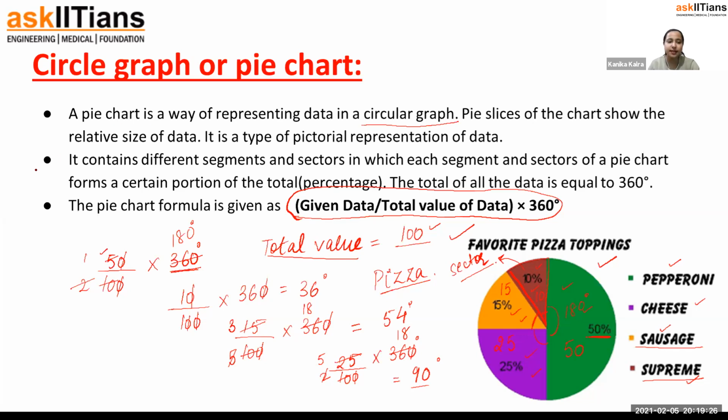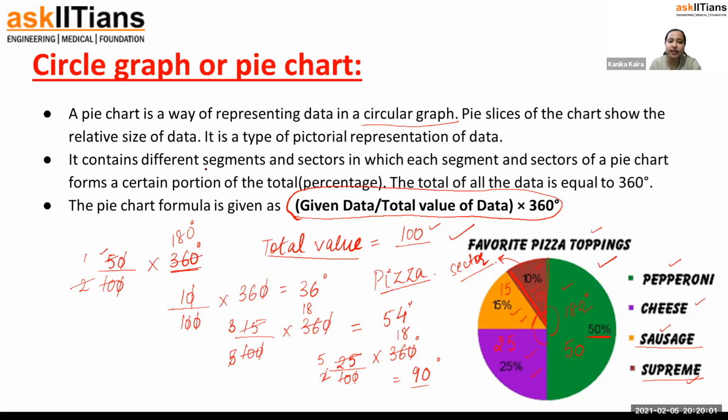Now let's understand the statements. First, a pie chart is a way of representing data in a circular graph. As we discussed, this is a circular graph and you are representing the data in the form of a circle. Pie slices of the chart show the relative size of the data. It is a type of pictorial representation of the data.